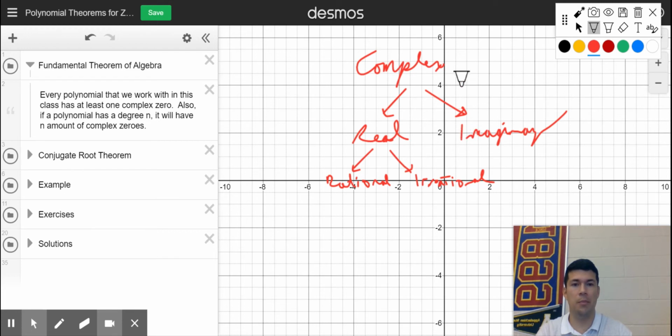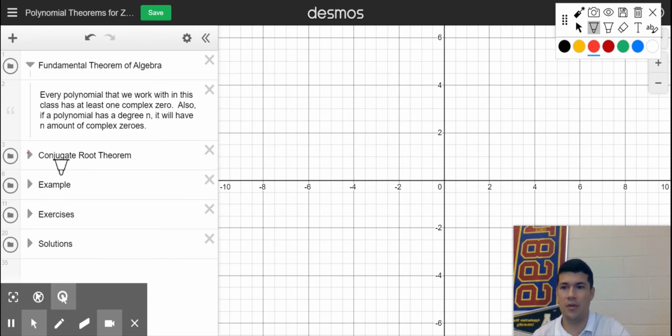So let's take a look at how we would find all the complex zeros. Because again, if a polynomial has degree n, such as x cubed, then it is going to have a total of, X cubed is going to have a total of 3 complex zeros. So let's get to it with an example.